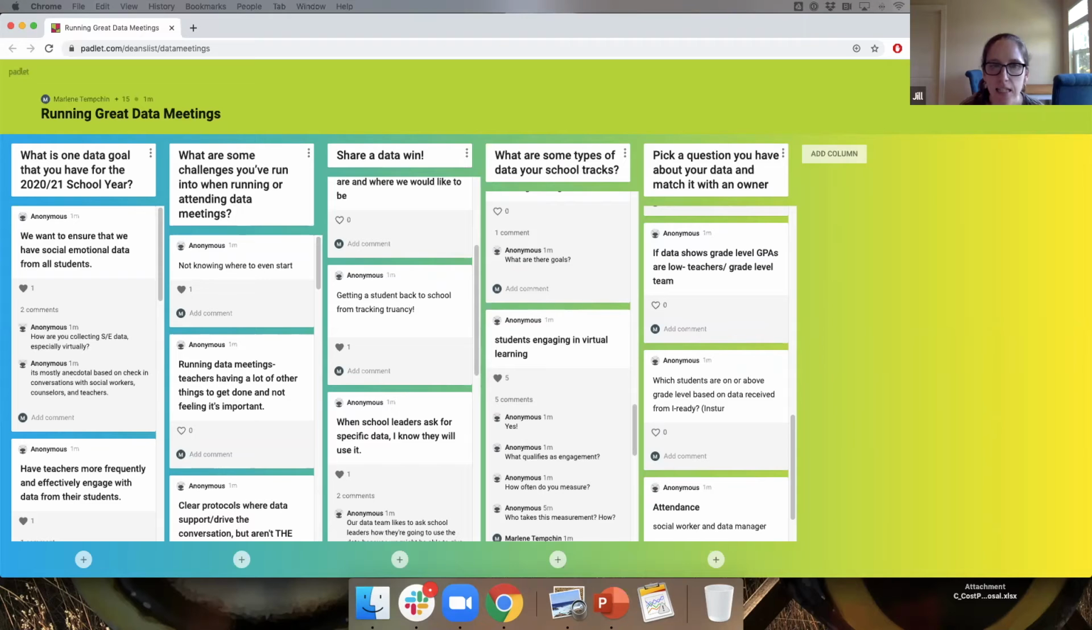Yeah, I think attendance is a really big one because so many people in a building may have sort of responsibility or ownership for hitting school attendance goals on a number of different levels.